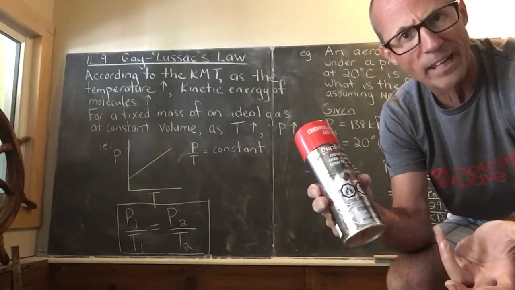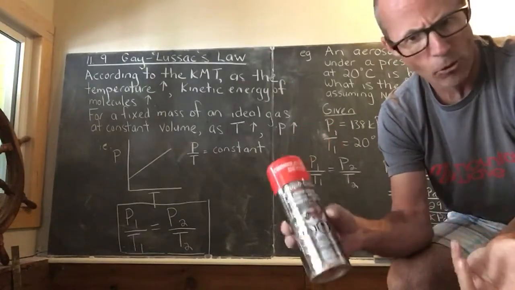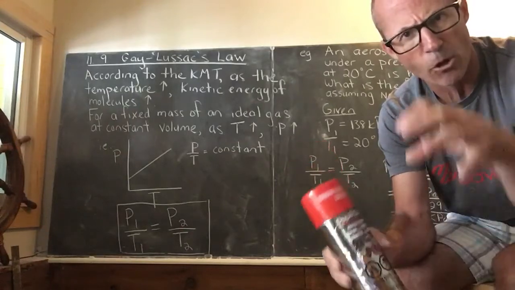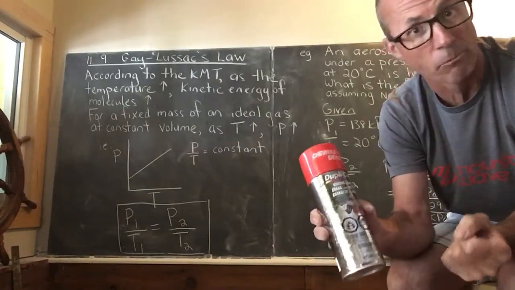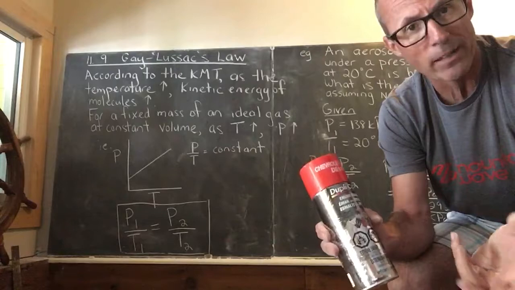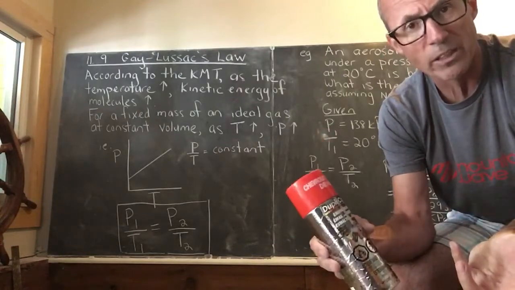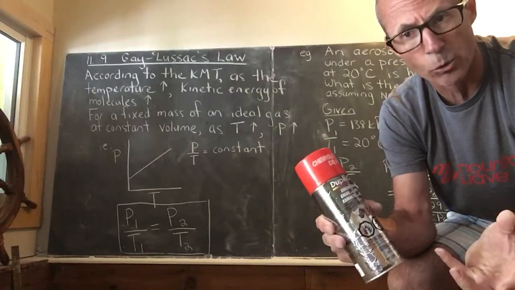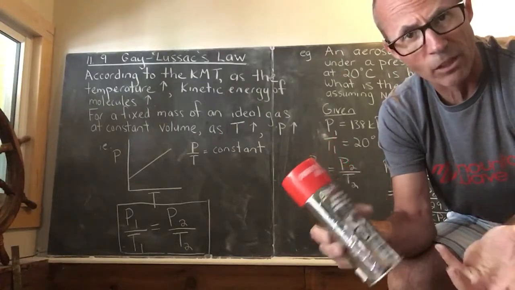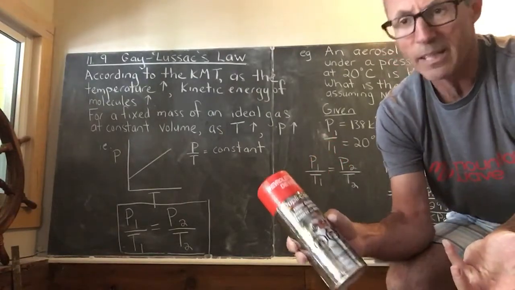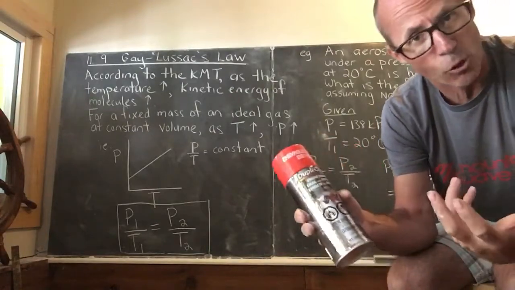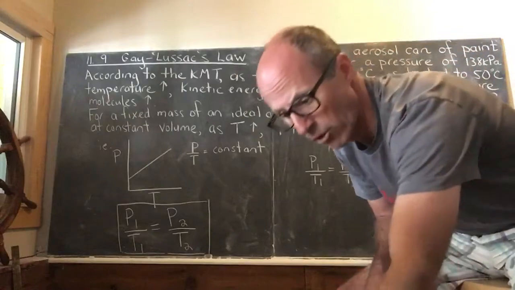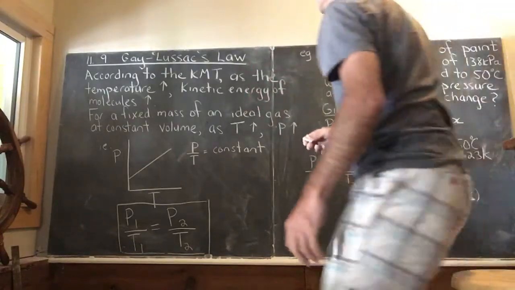A barbecue tank is the same. Don't put a big barbecue tank into a fire, or even a small Coleman's tank into a fire, because it might fail or explode. But we know, according to Gay-Lussac's law, that if the container doesn't explode, the pressure inside would increase as the temperature goes up, and the pressure would drop as the temperature goes down. So that's really all there is to Gay-Lussac's law. Let's take a look at it.